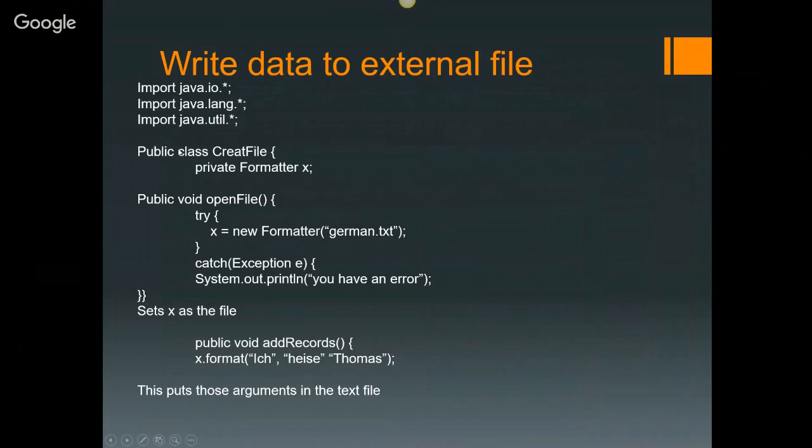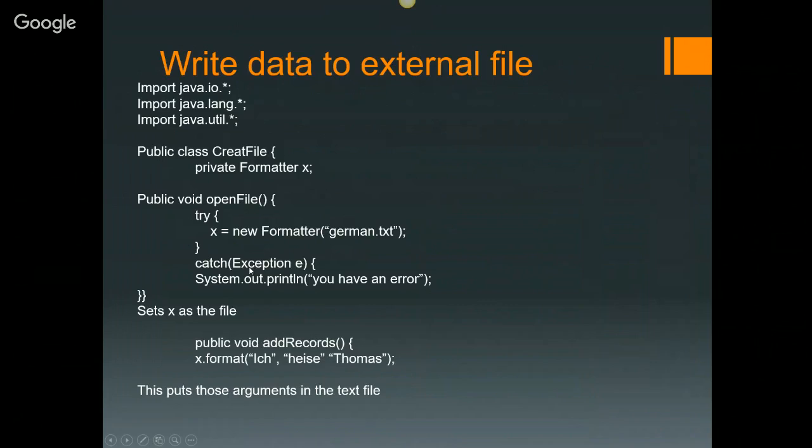That's not what I created. That's just a universal thing that you have to have in order to write data to an external file. So here we're creating a file, private Formatter x, and then down here we're going to open the file function. It's going to try the statement. x is assigned to the new Formatter for the German text file. So just pretend that I created a German text file. There's a bunch of German words in there, and it's going to catch the exception.